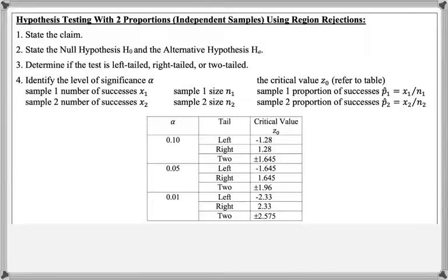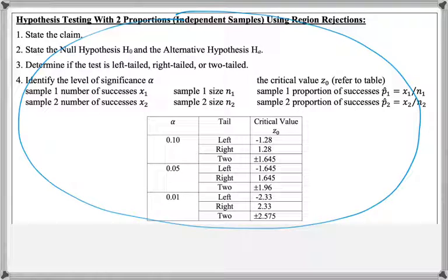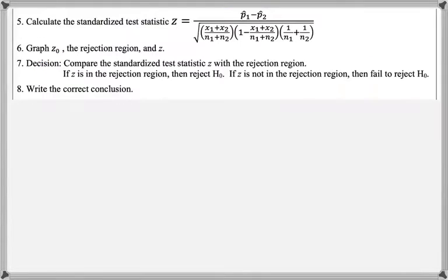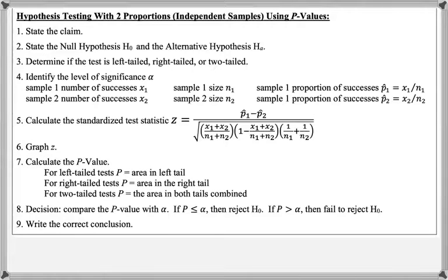This section is on hypothesis testing with two proportions from independent samples. The steps are very similar to the previous sections. Now, the formula is kind of complicated. However, it's not too bad if we take it step by step. And we'll be using the p-value method on question 1.